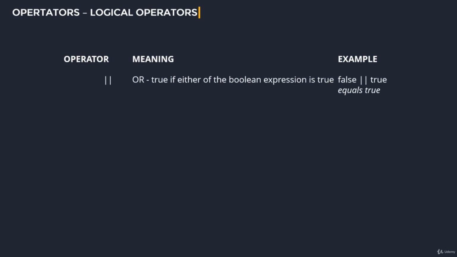The other operator in this group is the AND operator. And this one will be true if both Boolean expressions are true. So, false and true will return false. And only true and true will return true. So all the expressions must be true to get true. I think it will be much easier to understand it in the coding part.